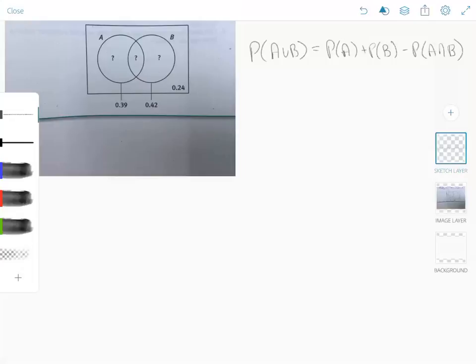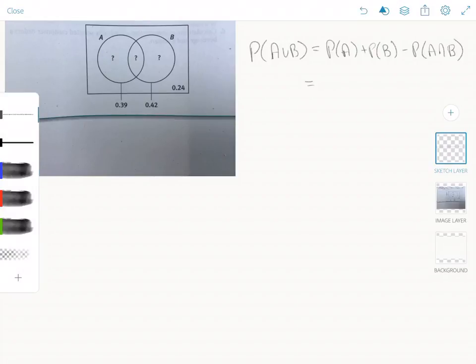So here's a sample problem that involves the addition rule. Remember that the union of events A and B, that is all the stuff inside both circles, is going to equal the probability of event A plus the probability of event B minus the intersection of those two events. So we're going to use this diagram to see if we can work that out.